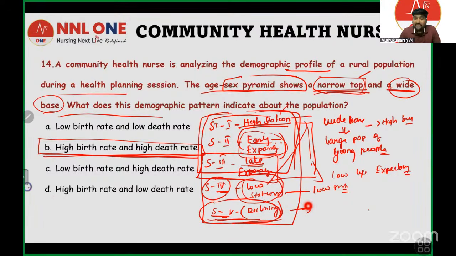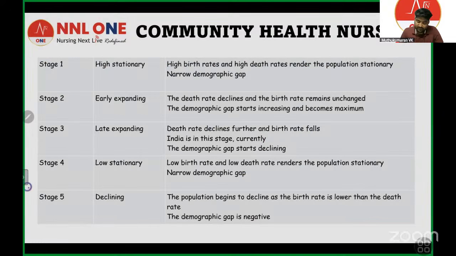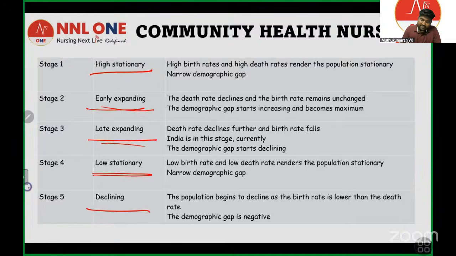Late expanding is where the death rate declines and the birth rate falls. Is it clear? Shall we move to the next question? This was the important thing I wanted to explain. You can take a screenshot so that it will be helpful for you. Stage 1, stage 2, stage 3, stage 4, and stage 5: high stationary, early expanding, late expanding, low stationary, and decline.